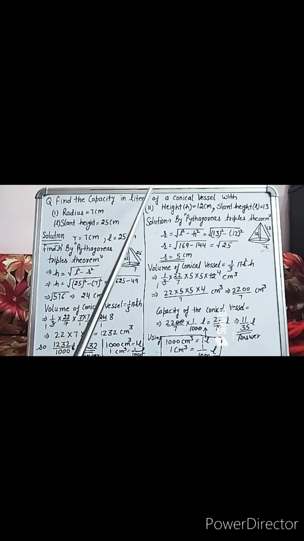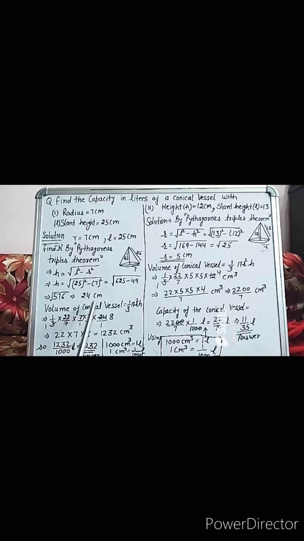Find the capacity in liters of a conical vessel with radius 7 centimeter and slant height 25. In this video, we discuss only the first part. R is 7 centimeter, L is the slant height 25 centimeter. Here we have to first find the height by using the Pythagoras theorem. H is equal to under root of L square minus R square. Putting the values of L and R, we get 24 centimeter as the height.